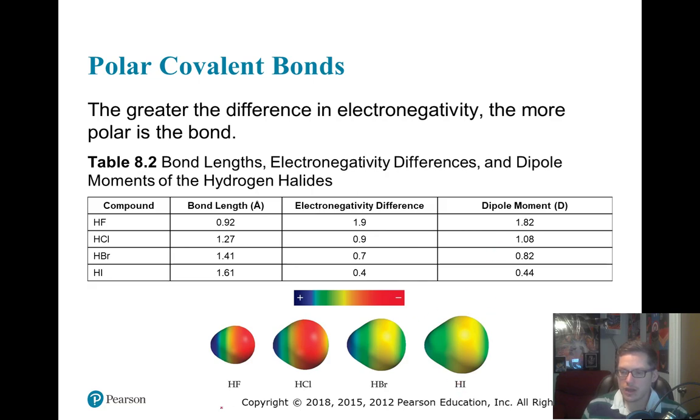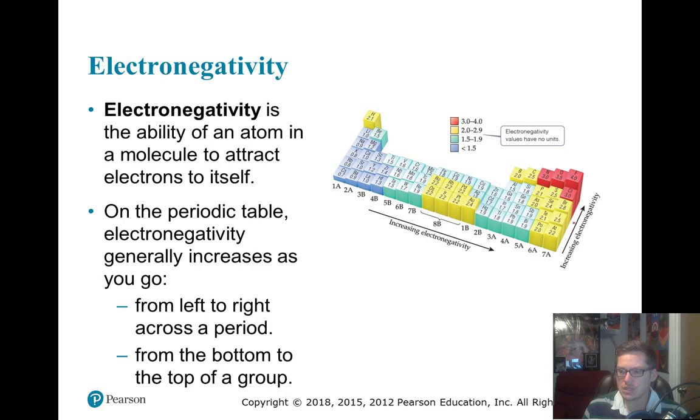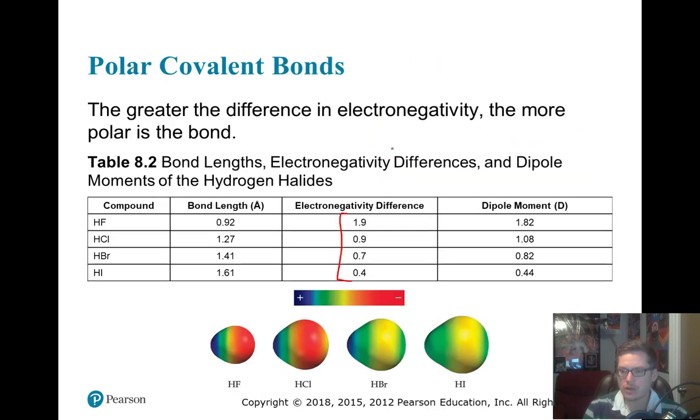Then they give you all these other values here, like the electronegativity difference of hydrofluoric acid. Look at these values: the electronegativity difference goes down, and we get that simply by using the periodic table we saw a couple slides ago, where we just take our number minus the other number. So 4 minus 2.1 for the hydrogen gives us the 1.9 difference. Notice that as our electronegativity difference goes down, our bond length goes up. So there's an inverse relationship here: hydroiodic is a bigger molecule than hydrofluoric acid, and it's got a bigger bond length.